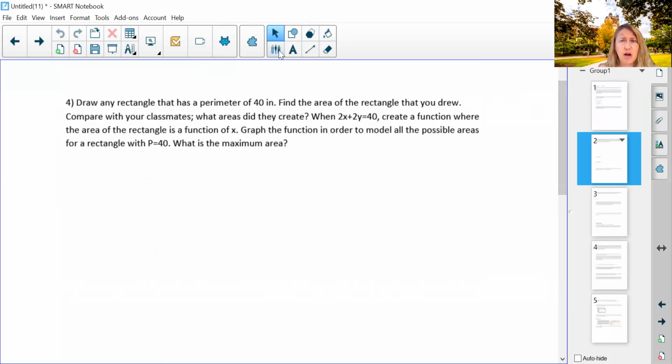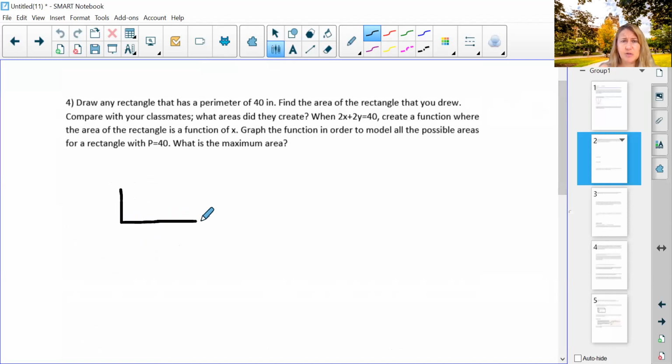So this is the problem that I asked you to participate in. And so we're going to draw any rectangle. Don't forget a square is a rectangle. So I was glad that somebody put the 10 by 10, right? That's a square, but a square is a rectangle. And we will call this X and Y.